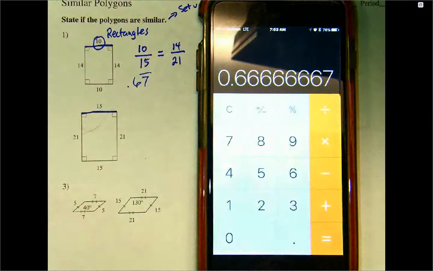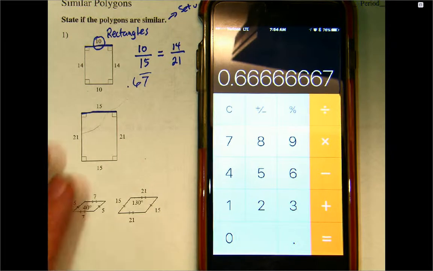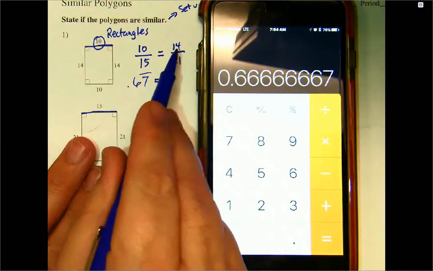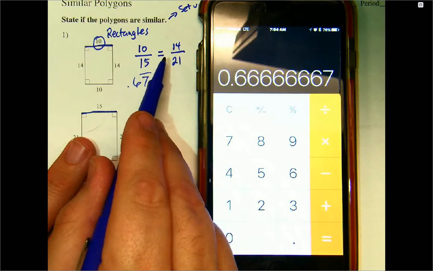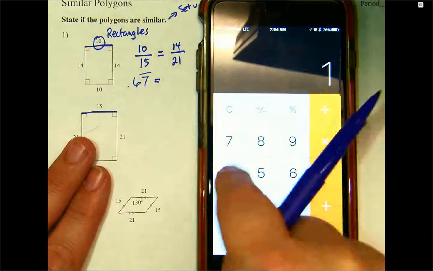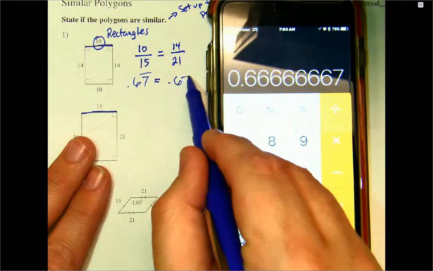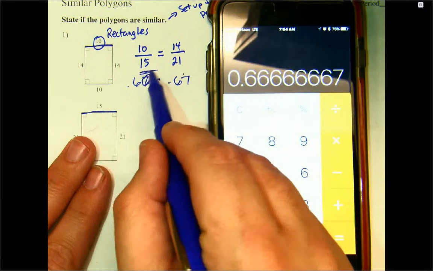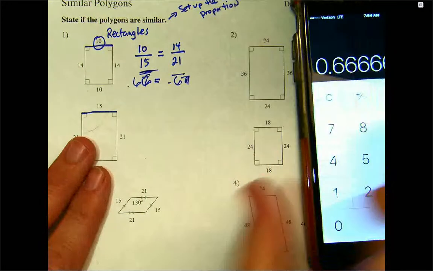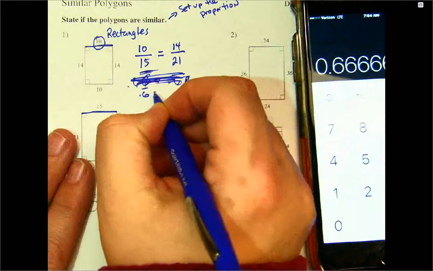When you see 0.6 repeating all the time, what do you know that is going to be? What fraction should that be? I'll give you a hint, it's 2 over something. 2 over 3. So 0.6 repeated is 2 over 3. Now, if these are similar, what should I get when I divide 14 by 21? I should get that exact same number. Did I get that exact same number? Yep. Actually, it's 0.6 repeated. Oh, that was horrible. I'm sorry. So, are they similar?